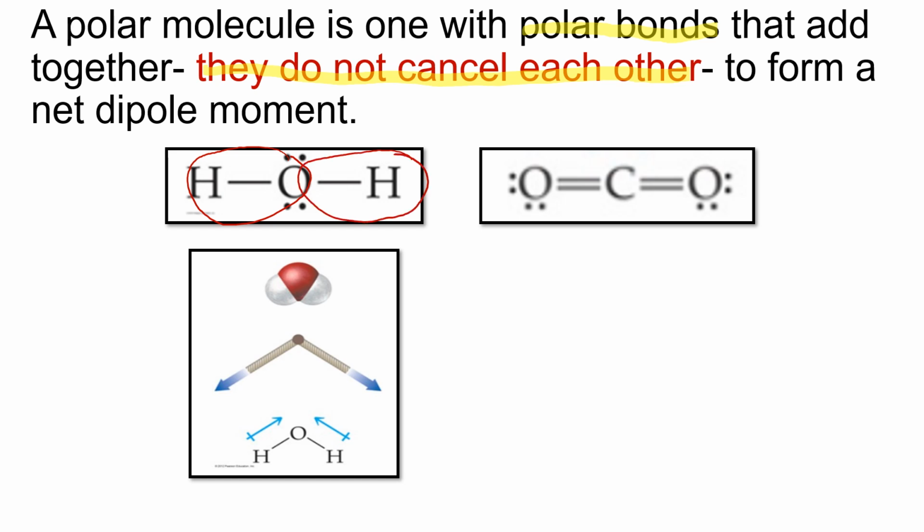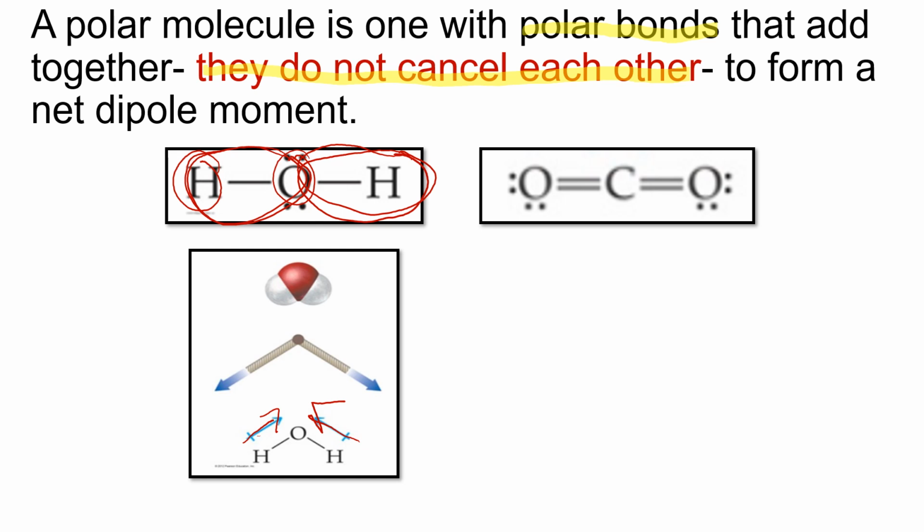Each bond is polar because the difference in electronegativity between your oxygen and hydrogen is 1.4. And water has two dipole moments. This is one and this is another one. And the two dipole moments, as you can see here in our structure, in our geometry, do not cancel out. And the molecule is polar.